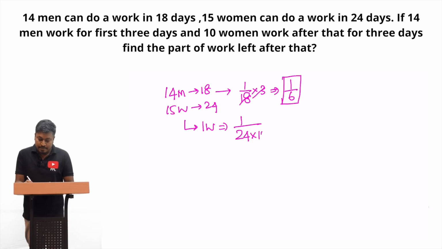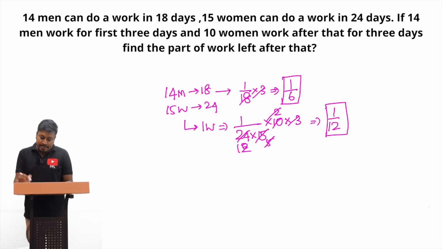Second, 15 women. So we can say that one woman can complete the work in 1 by 24 into 15. So now what is the target? How many women are working? 10 women are working. Got it? So now how many days are they working? 3 days they are working. So into 3. If you cancel it, I think we can say 5 times, this will be 2 times, this will be 6 times. So again, 12 times. So we can say that 1 by 12. So 10 women working for 3 days have completed 1 by 12 part of the work.